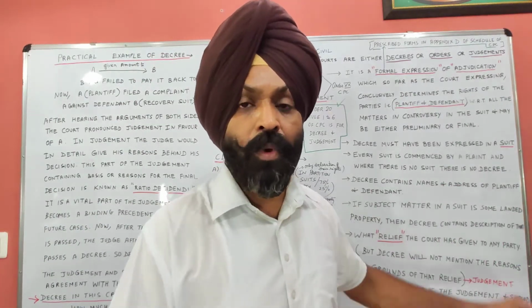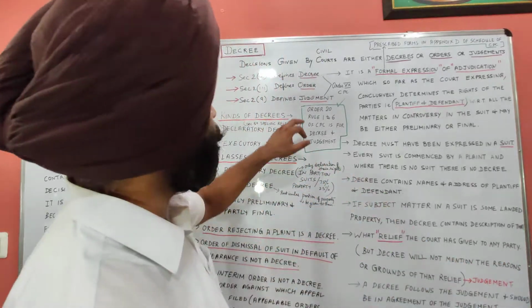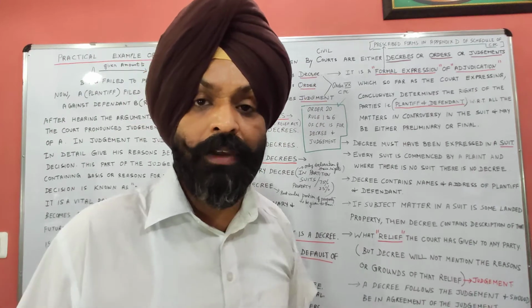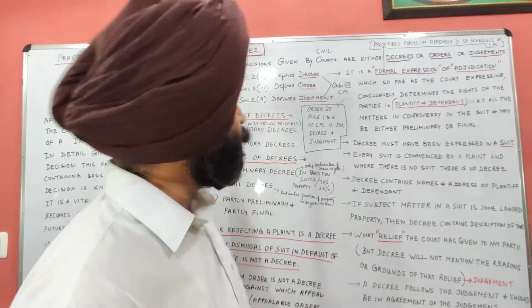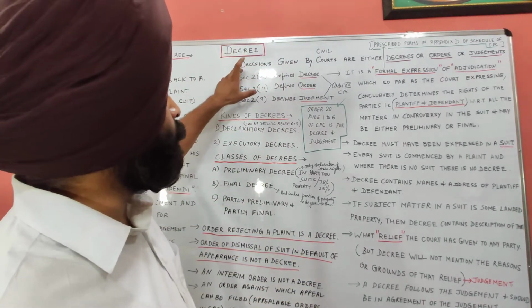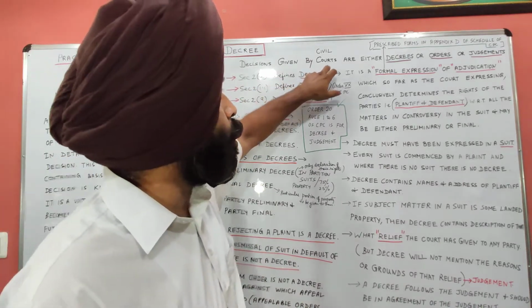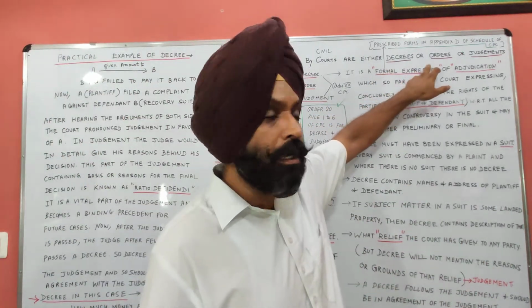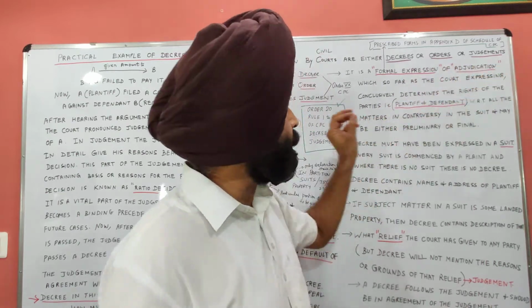Today's topic is what's the difference between a judgment, an order and a decree under Civil Procedure Code. Under Civil Procedure Code, the decisions given by the court are divided into three categories. And what are those categories? These are a decree, second, an order, or a judgment. So these are the three categories through which the court gives its decision in a civil case.